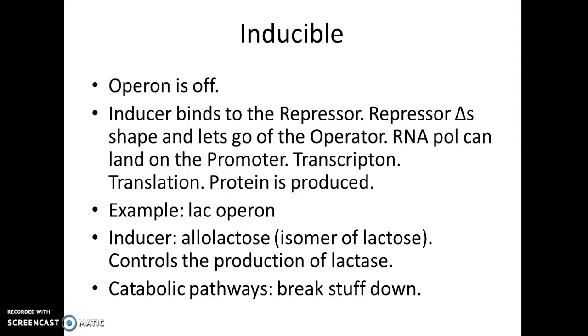now produce a protein. The lac operon is an example of an inducible operon in that we have allolactose, which is an isomer of lactose, as the inducer, and it will bind to the R protein. The inducer, allolactose, will control the production of lactase, or beta-galactosidase, which is another name for lactase. Now, this lactase will always break down lactose into glucose and galactose.